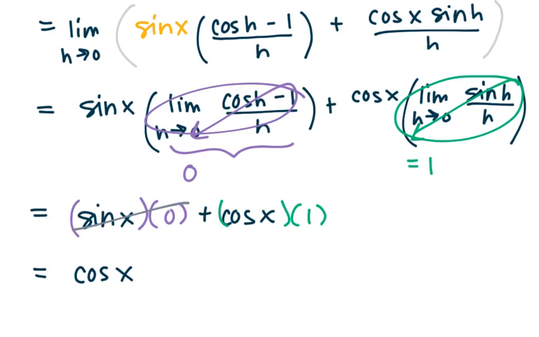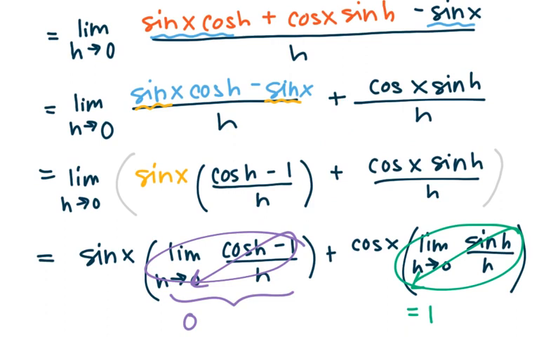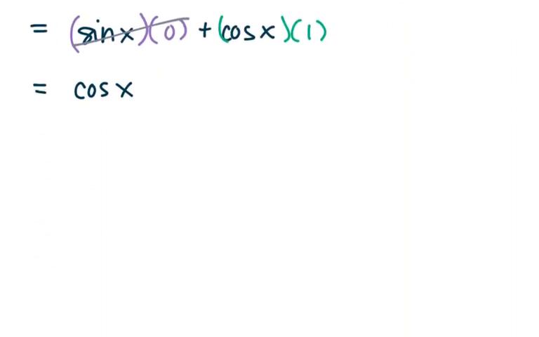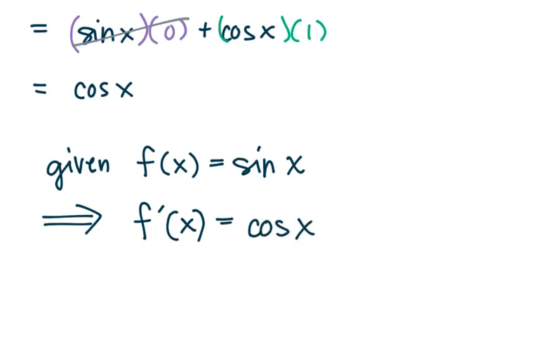Now, what was on the other side of my equal sign? That was my derivative. So essentially what we have proved is that if we are given f of x equals sine of x, then the derivative f prime of x is the cosine of x.